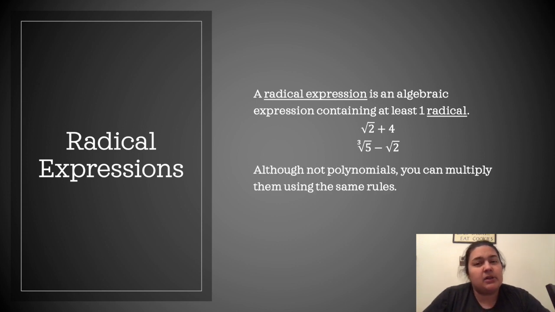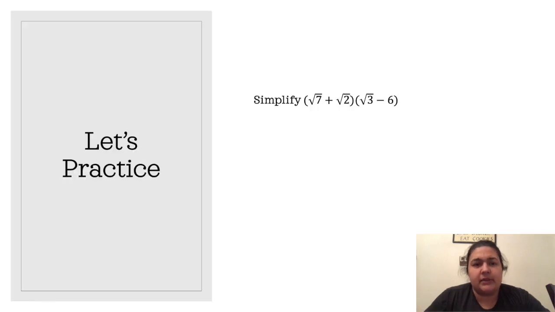Even though they're not polynomials, you can multiply them using the same rules. Let's take a look. Simplify the square root of 7 plus the square root of 2 times the square root of 3 minus 6. So this kind of looks like a binomial, if it had variables, and since we're multiplying two term expressions, we can use the same rules that we would use for a polynomial. So if this was x plus 2 and x minus 6, we would use FOIL, and that is exactly what we're going to use with this one.